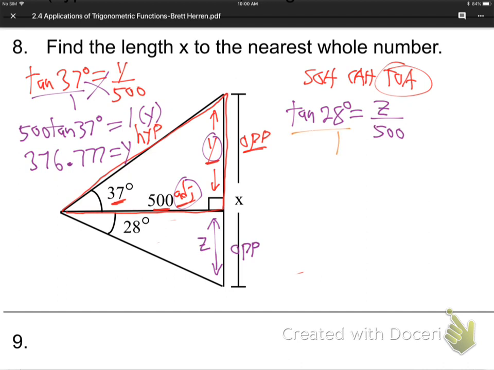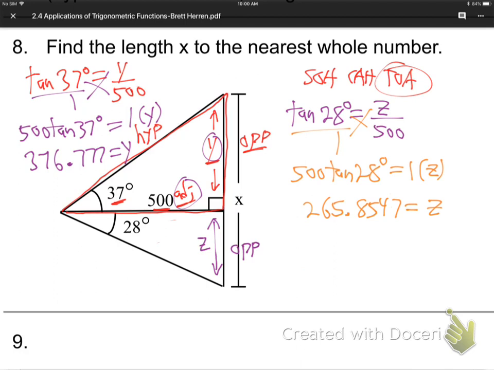So put this over 1, go diagonal, diagonal. 500 tangent 28 degrees is 1 times Z. Z is whatever it is, 265 point 8547. I'm just using a bunch of decimals just to be sure, because again, I'm still in the middle of the problem.